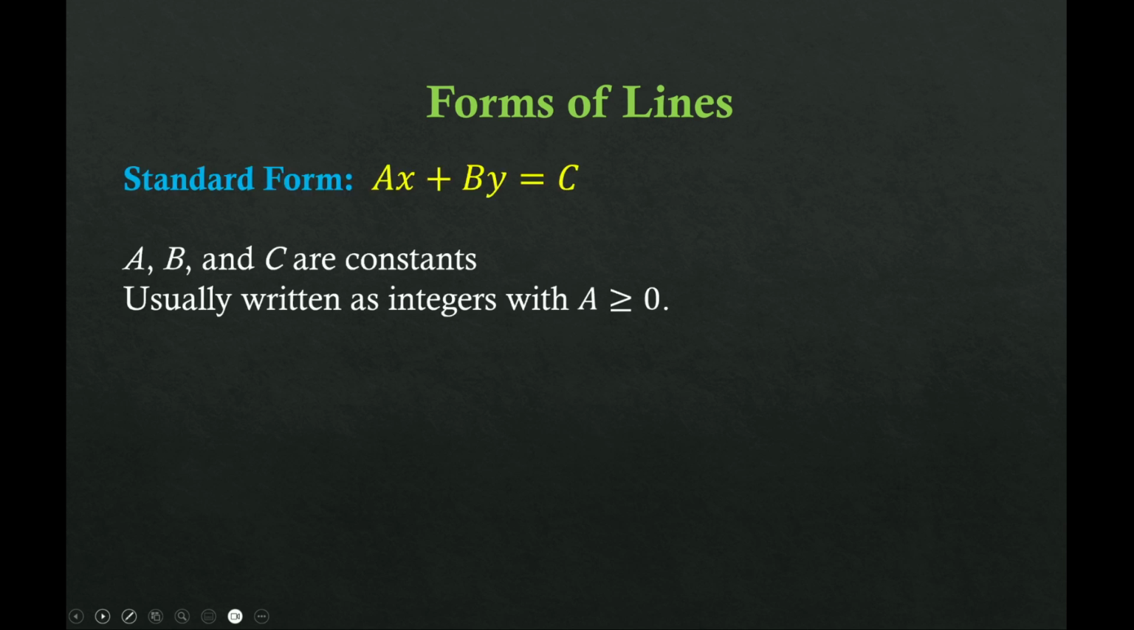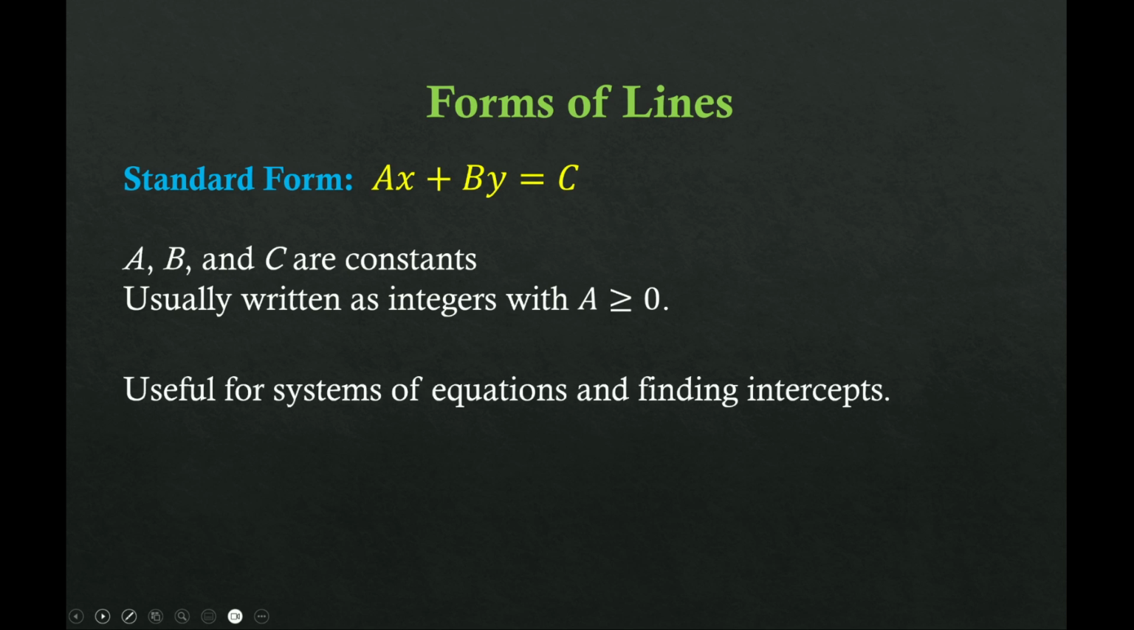Now, there are different forms of lines that we can make use of. The first one is what's called standard form, ax plus by equals c. In this one, a, b, and c are constants. Typically, they'll be written as integers with a being positive. These are useful for systems of equations and finding intercepts.